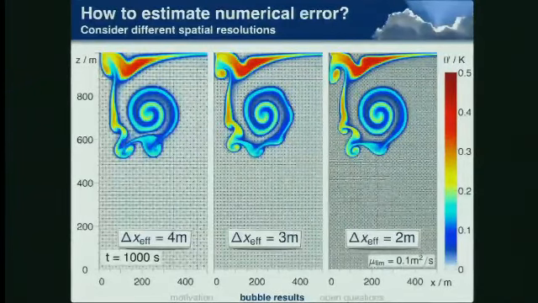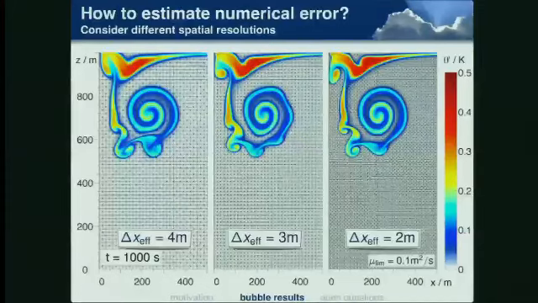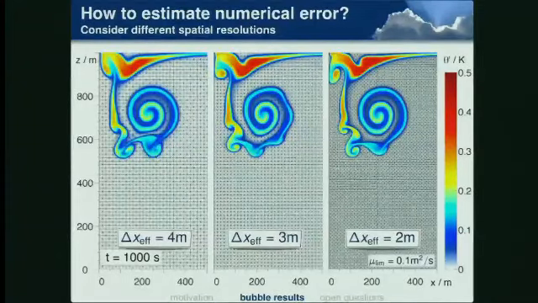For this approach, I show you the left half of the warm-up bubble at time 1000 seconds with 3 different resolutions of uniform simulations. Here, 4, 3, and 2 meters. And here you can see the simulations are not completely converged. There are still differences in these perturbations here at the boundary of the bubble.